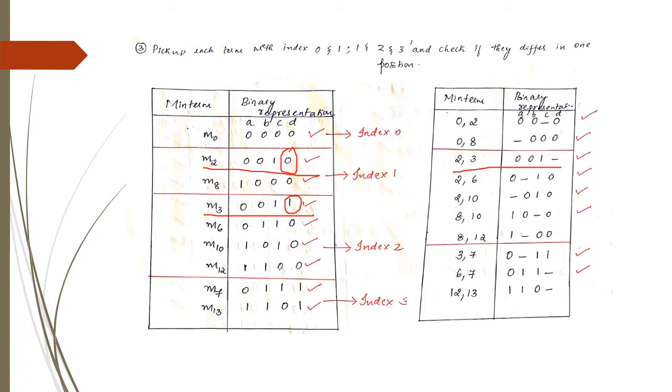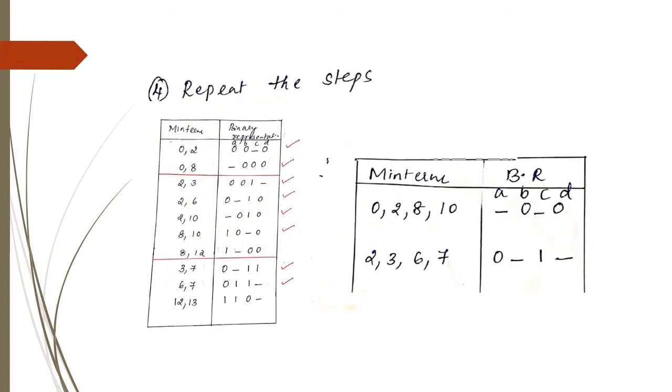Next, compare index 2 with index 3, and these are the combinations you'll get, that is 3 7, 6 7 and 12 13. So this is how you do the third step. After arriving at this step, next you again have to do the comparison in this column. So again I have to repeat the steps and do the comparison over here.